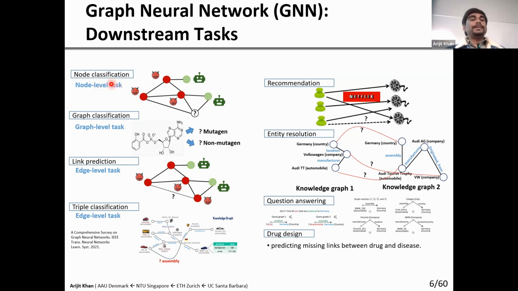Now, based on these three basic tasks at the level of nodes, graphs, or edges, we can also combine them and solve more complex tasks using this kind of graph neural network technique. These complex tasks could be entity resolution, question answering, or even drug design. So clearly, these are very interesting and challenging problems these days. And machine learning, in particular graph machine learning, can be very useful to solve some of these interesting problems.